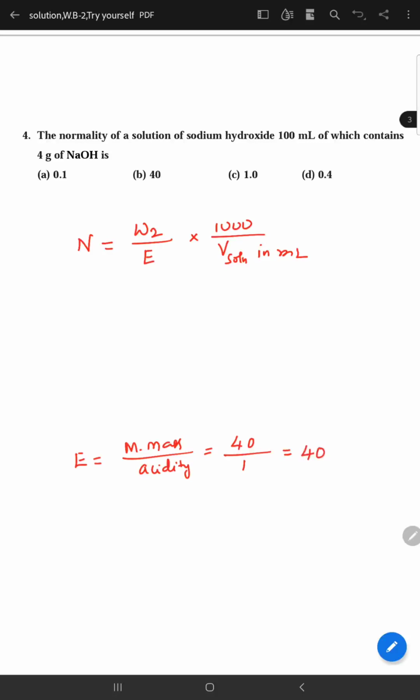Now you substitute those values in the above equation. What is that? W2 means weight of solute. Solute is NaOH here. In the problem itself they have given 4 gram, that is 4. Equivalent mass we have determined as 40, into 1000, divided by volume of solution, which is given as 100 ml. So by 100. If you simplify this, you will get the answer as 1 normal. So option C is correct. For question number 4, option C.